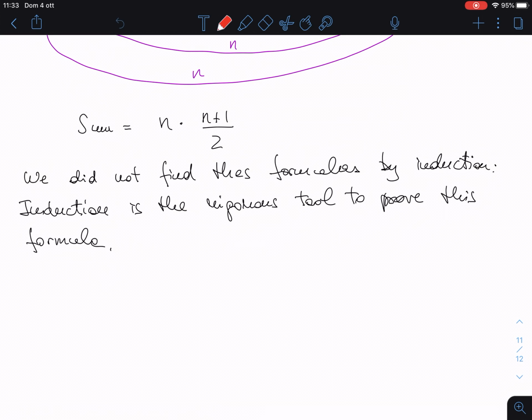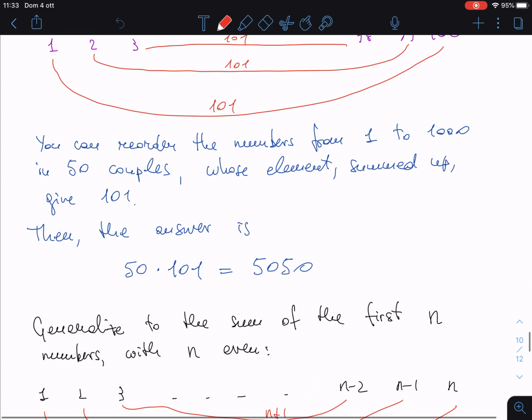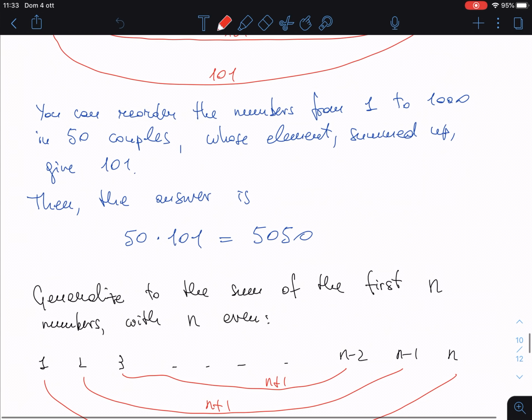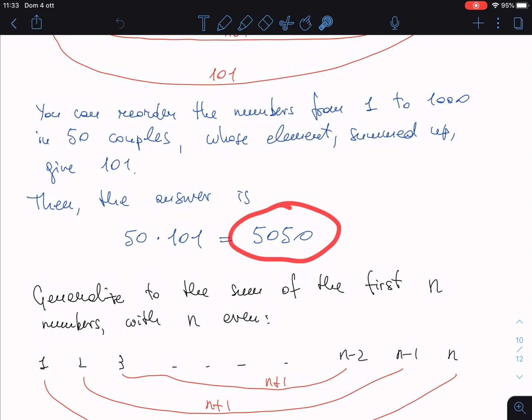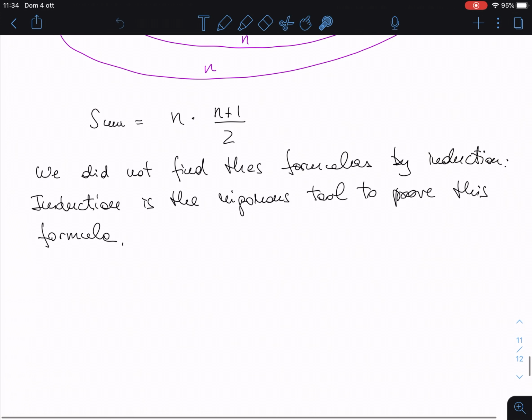Here we are with the problem of Gauss when he was age 8. He showed with a heuristic method that the sum of the first 100 numbers is 5050, and then generalizing the same method of Gauss, we found a general formula for the sum of the first n natural numbers. The sum is (n plus 1) times n over 2.